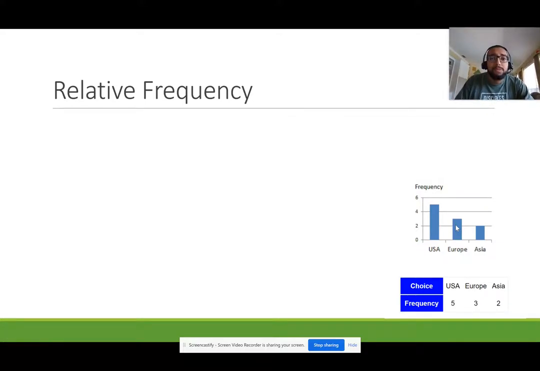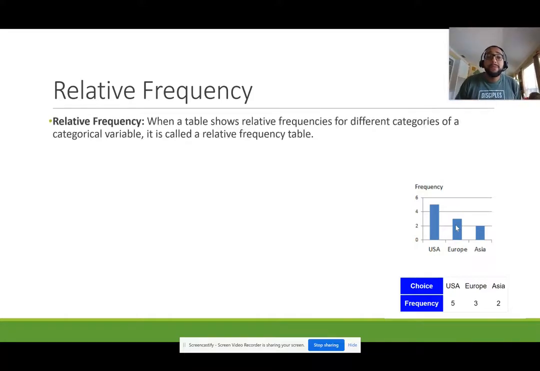Bar charts, tables, we'll talk more about the different ways you can display those. That's the next section we're going to talk about. But a relative frequency table, this might be new to you. So if it is, here you go. When a table shows relative frequencies, it's called a relative frequency table.